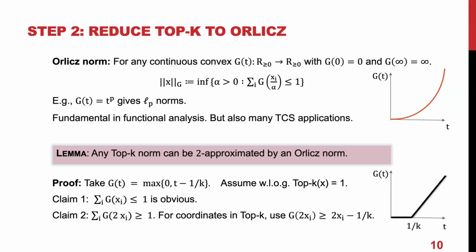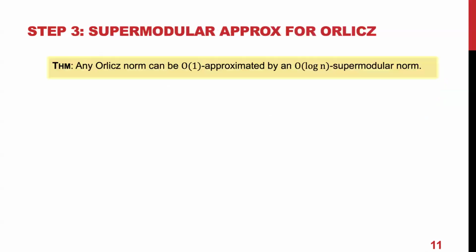And why are Orlicz norms interesting? The reason is that although norms are usually high-dimensional objects, since you're working with some n-dimensional space, Orlicz norms are really given by just this one-dimensional function g, which is a function of just one variable. So it's much easier to work with. Hence step 3 is about making these Orlicz norms supermodular. We say that any Orlicz norm can be approximated within a constant factor by a supermodular norm. And the reason we are able to do this is because Orlicz norms are much easier to work with.